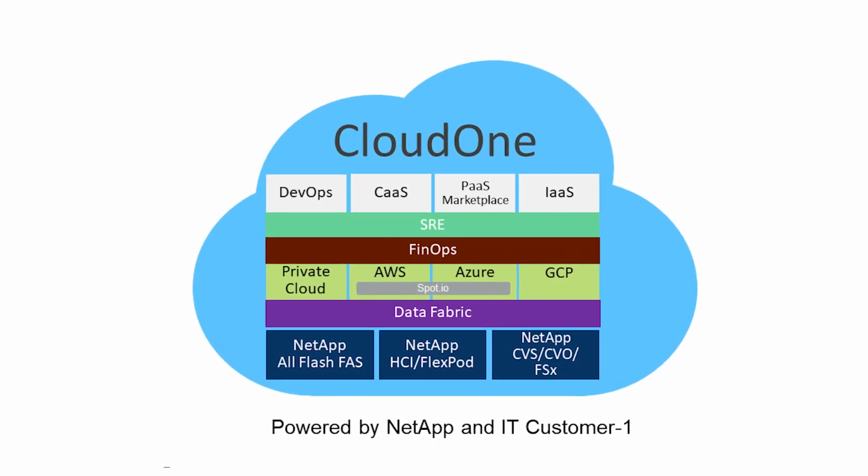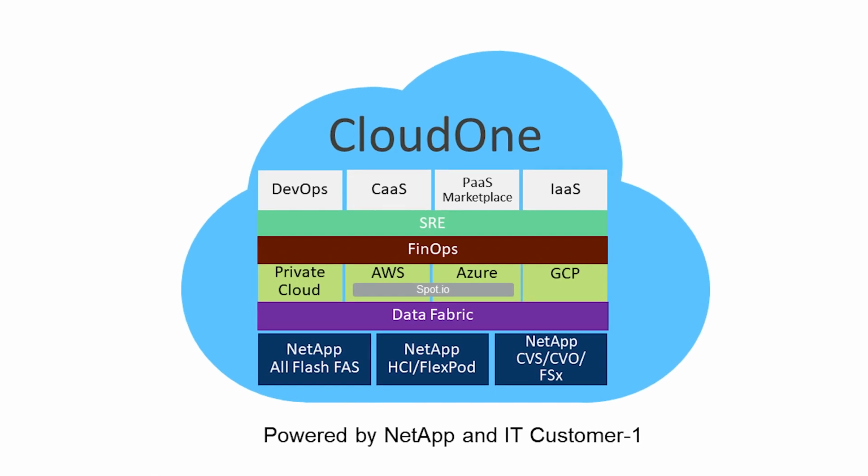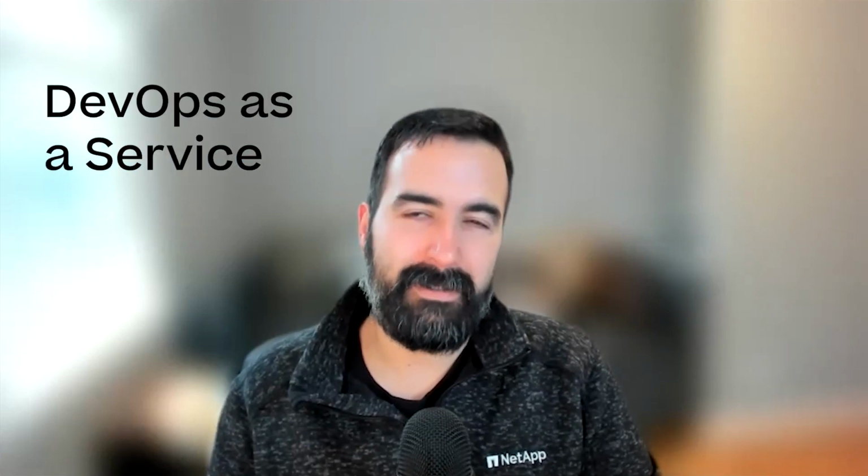All right, well, welcome back. In our first episode, I talked a little bit about what CloudOne is. It's a solution within NetApp IT that we use to provide, I'll call it, infrastructure as a service, platform as a service, container as a service, all of us as service things that we provide our internal developers so they can do the work. But today, I want to talk about one of those specific services, the one that we call CloudOne DevOps as a service.